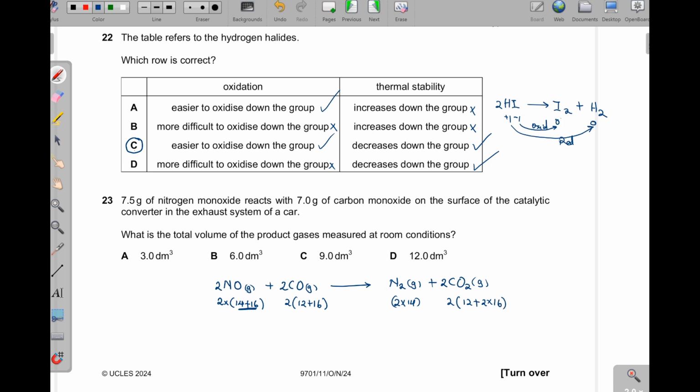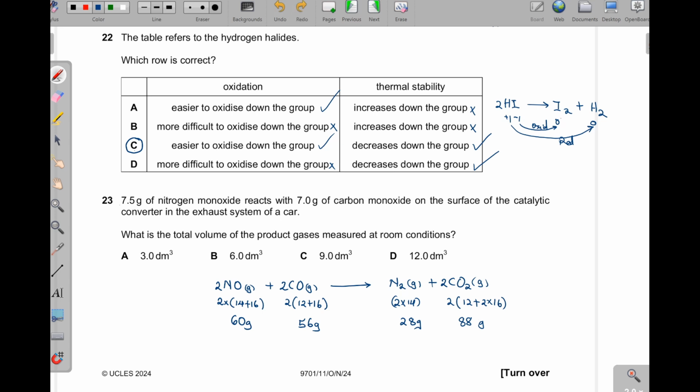So here we are getting 30. So 30 times 2. So based on this reaction here, 60 grams of nitrogen monoxide react with, this is 28 times 2, 56 grams of carbon monoxide, to produce 28 grams of nitrogen as a gas, and then also 88 grams of carbon dioxide. You see that?